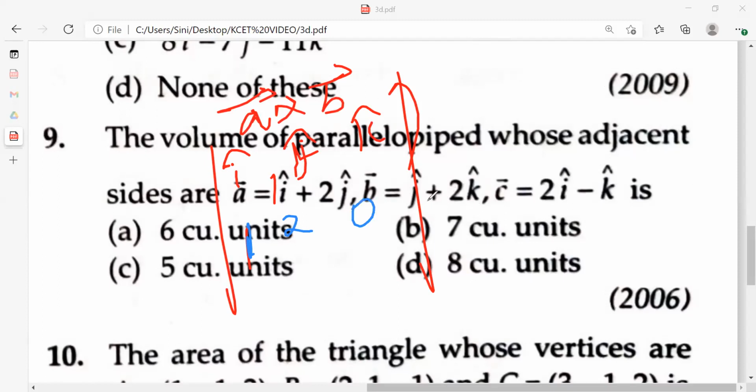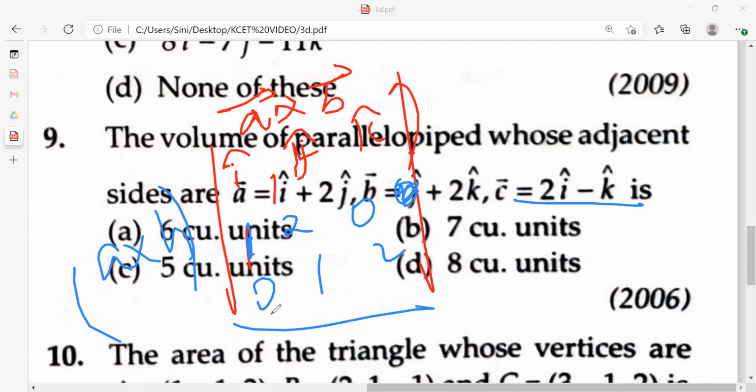And here what I'll put? How will I get that thing? Yes, the other one is what? 0, 1, and 2. The other one is 0. A cross B first thing: A cross B. 0, 1, and 2. 1, 2, and 0. Another is 0, 1, and 2. And C is there with us. Correct? So whatever determinant value you get, we have to do the dot product with what?